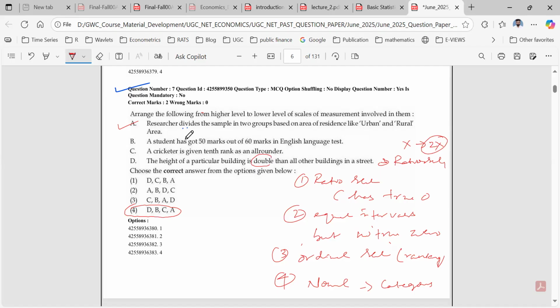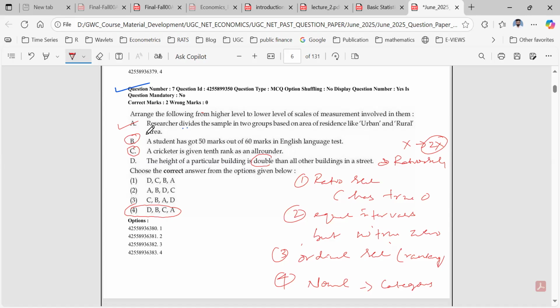And obviously the next statement is C. What is C? Ordinal scale. A cricketer is given 10th rank as an all-rounder. This is an ordinal scale because it is showing the ranking and order, but the difference between ranks is not necessarily equal. Then B. What is happening? B is again interval scale.